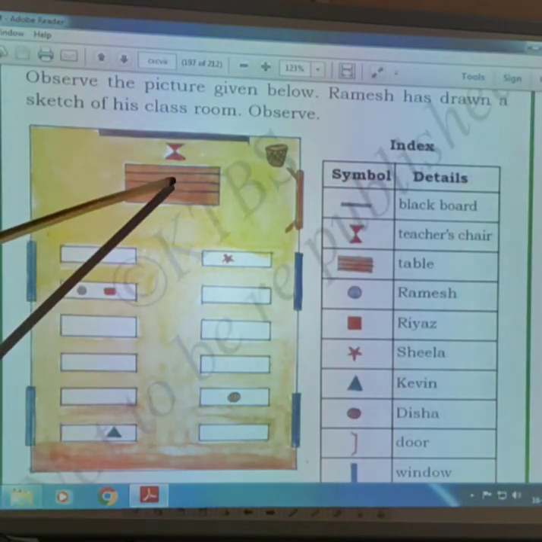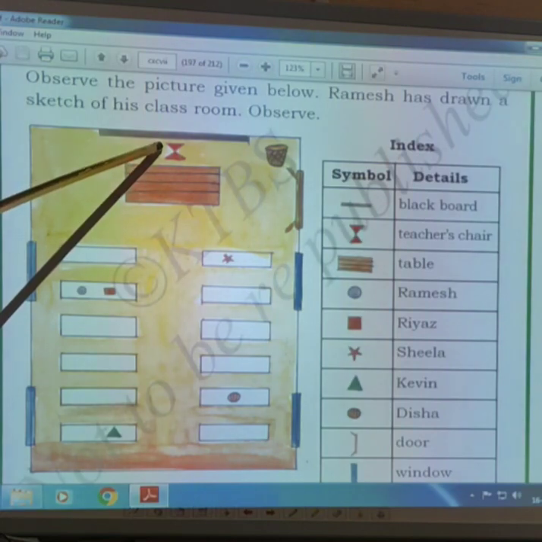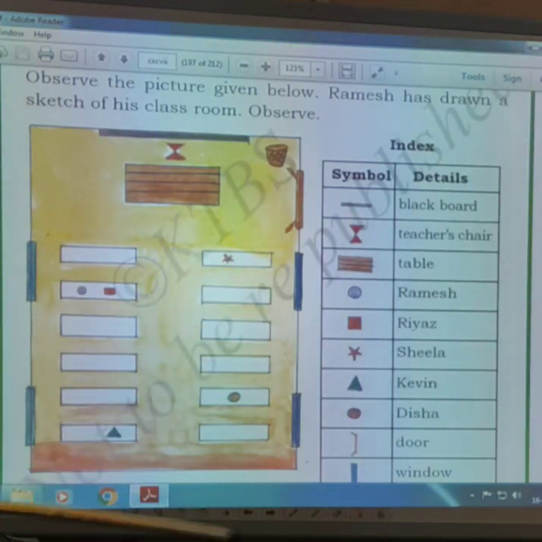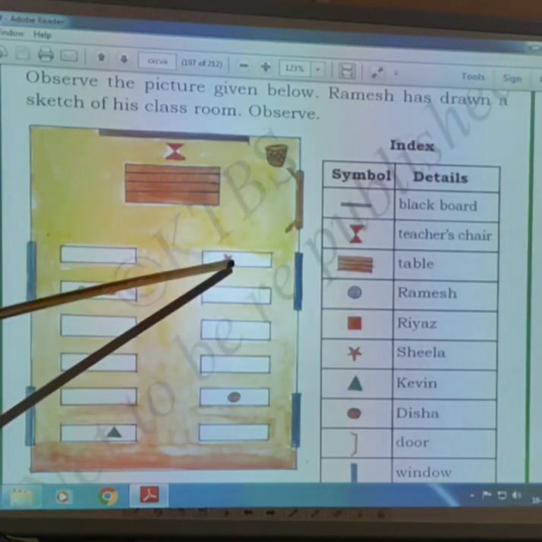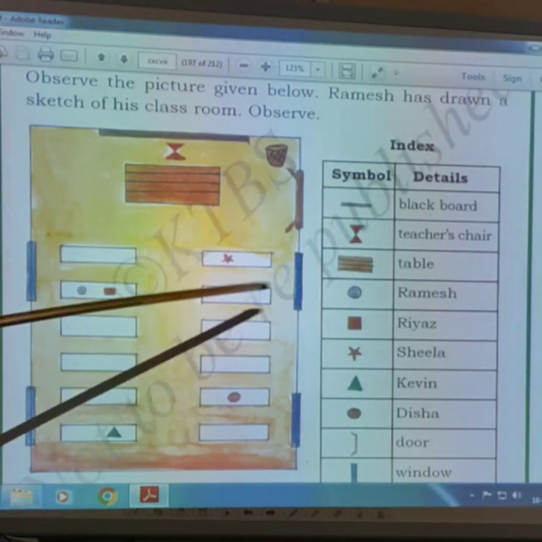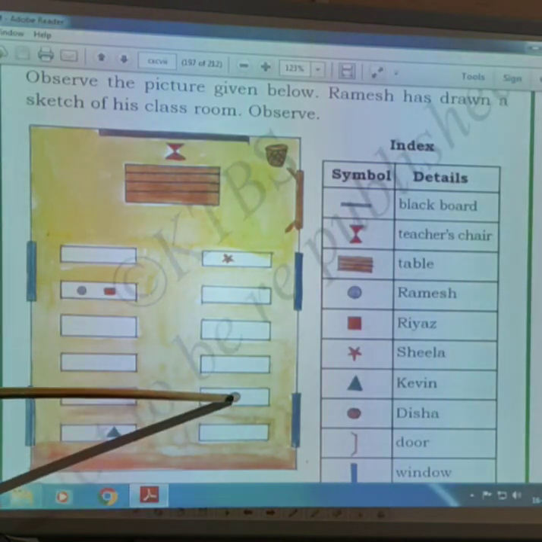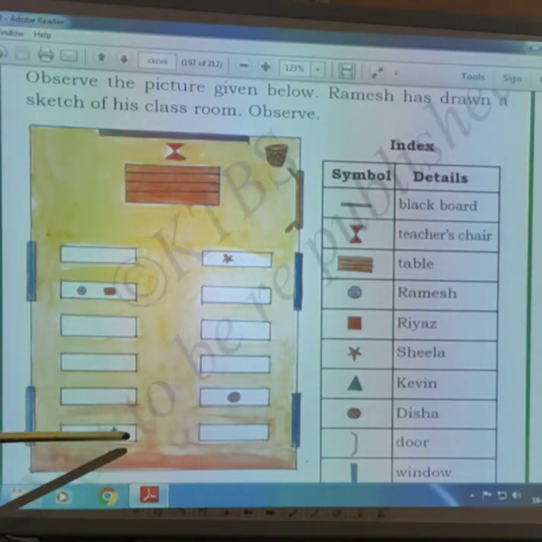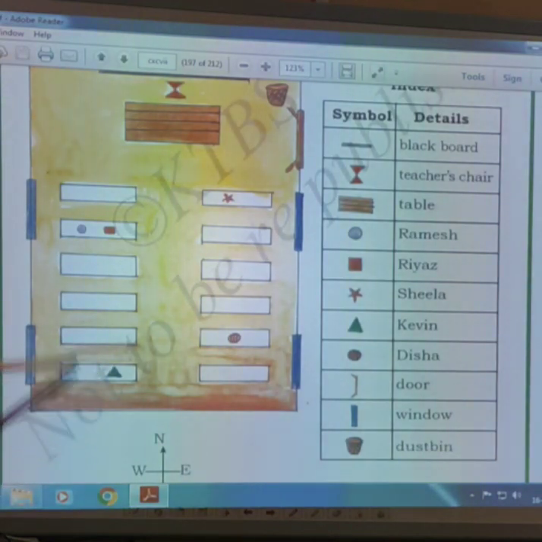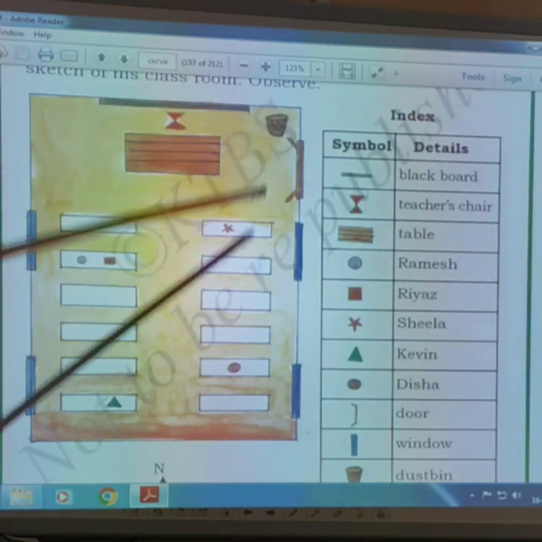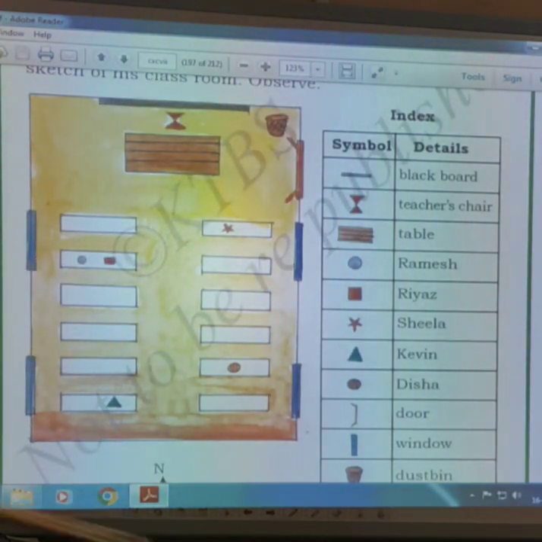This is the table, this is the teacher's chair, and this is the blackboard. Okay, this is Sheila, a child sitting in the classroom, and this is Rizia, Disha, and triangle Kevin, and this is the window. Okay, and this box is the dustbin, and the circle is Ramesh.